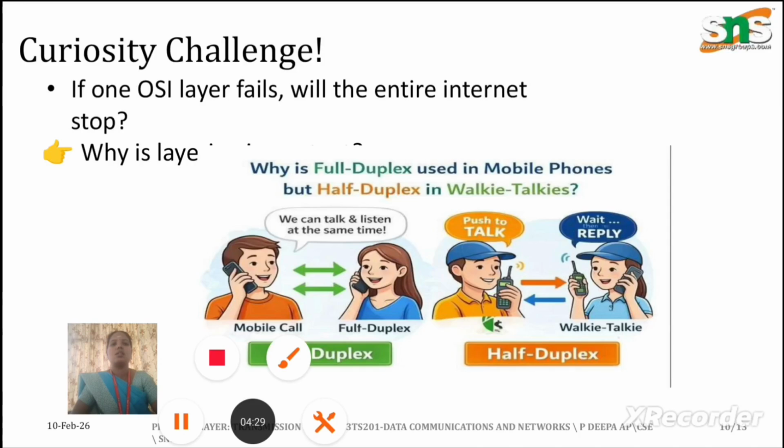This is the curiosity challenge. If the physical layer fails, will the entire internet stop? Why? Then we can communicate in half duplex mode, full duplex mode, and so on, where person A and person B can contact each other.